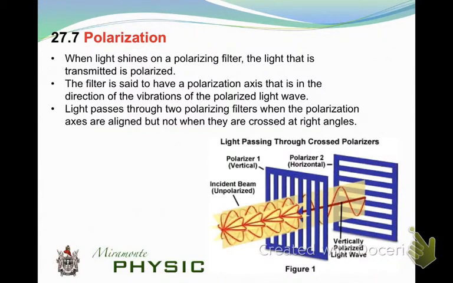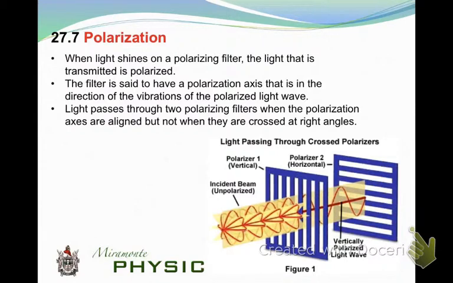Filters are said to have a polarization axis that is in the direction of vibrations of the polarized light wave. The way it works is high-level chemistry stuff. We create these filters, and we have some here that we're going to show you, where the alignment of the molecules is such that if photons come in from one direction, they will get sent through. If they come in from another direction, they will be absorbed. So as light comes in from all directions, the only light that gets through these aligned chains of molecules are the ones that come in a certain direction. And so you get a polarization effect.